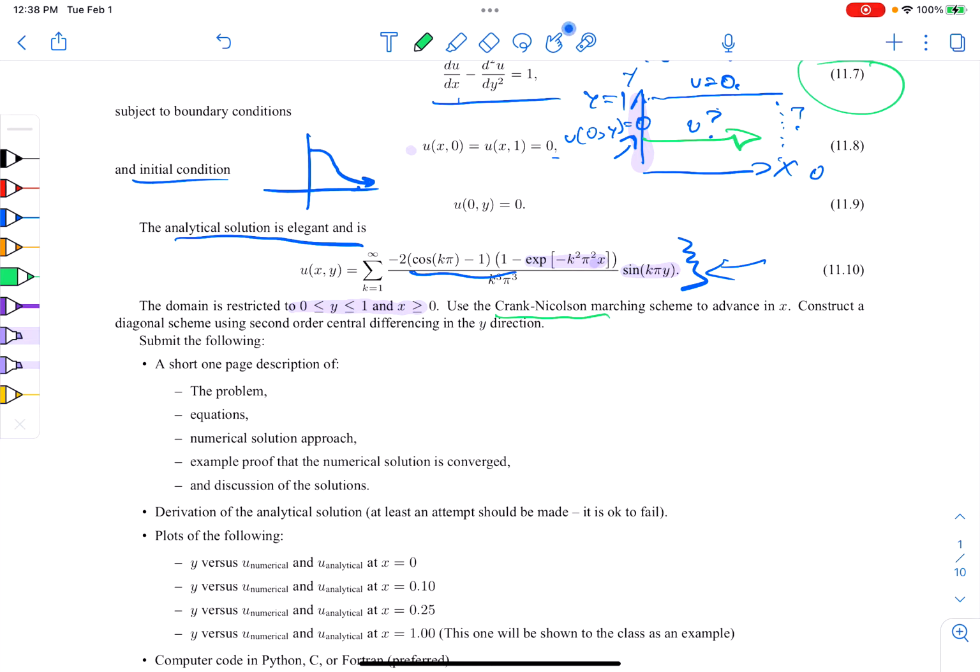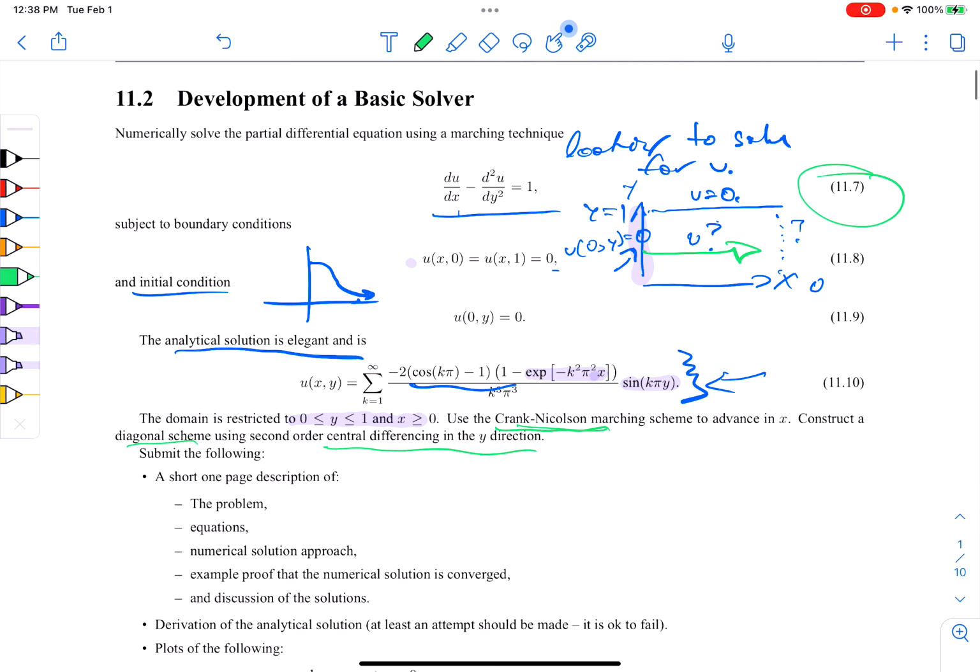So, check it out. And we want to construct, using Crank-Nicolson, a so-called diagonal scheme using the central differencing in the y direction. So that's a little trick. We're going to apply Crank-Nicolson on du dx, and we're going to apply our second order discretization on the second order term d2u dy squared.